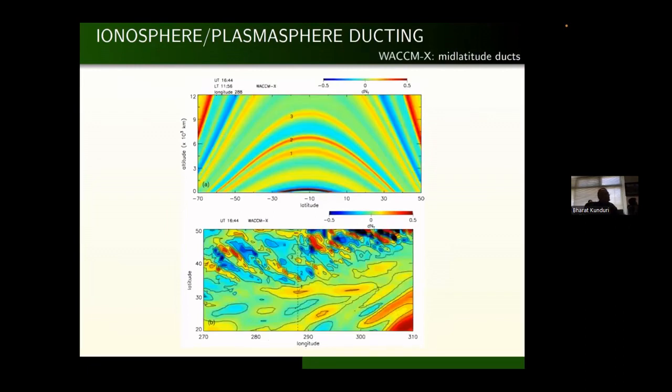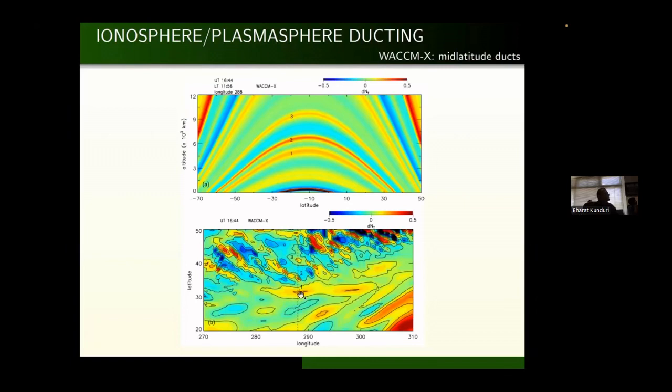So this is the case with Wacom X. And now we see in the top panel a number of ducts. I've labeled them 1, 2, and 3 here. Then in the lower panel, along this line is again this plane just turned at right angles to go along here. And I've also labeled 1, 2, 3 where these ducts line up down here, which is very hard to see, but this is 1, this is 2, and this is 3.